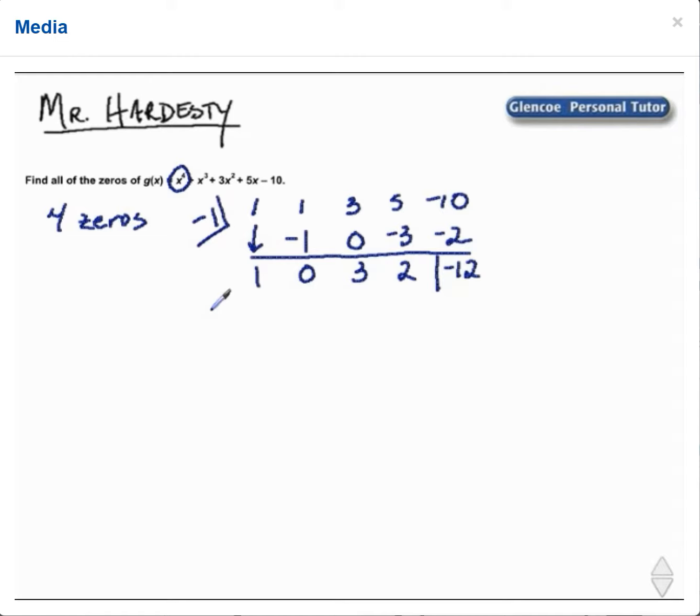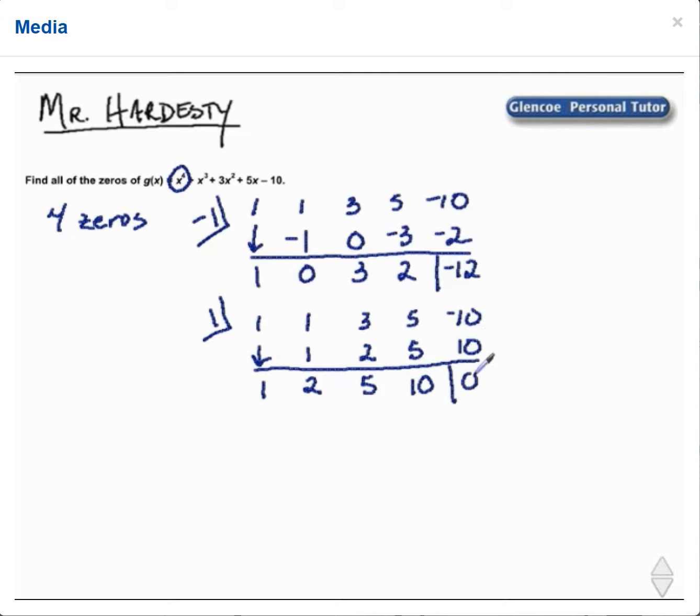Let's try +1. And we'll list all our coefficients. We'll bring down 1 and multiply and add to the corner. 1 times 1 is 1, add the column, 2. Multiply 1 times 2 is 2, add the column, 5. Multiply 5, add the column, 10. Multiply 1 times 10 and get 10, add the column and get 0.